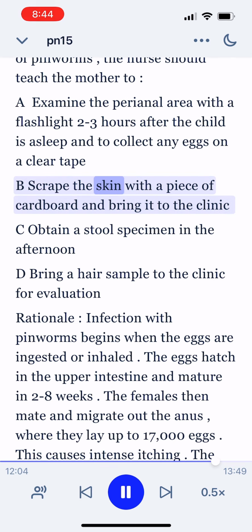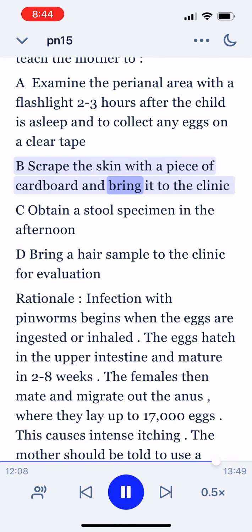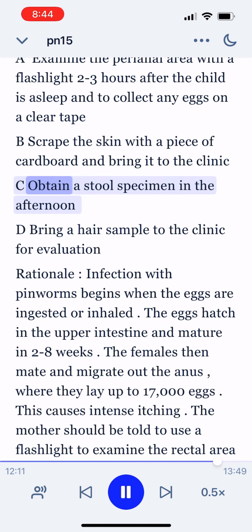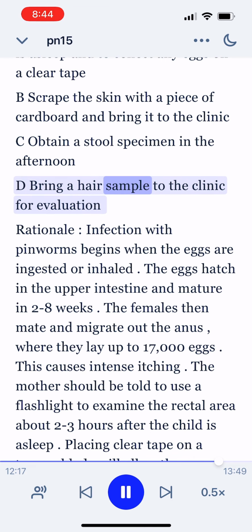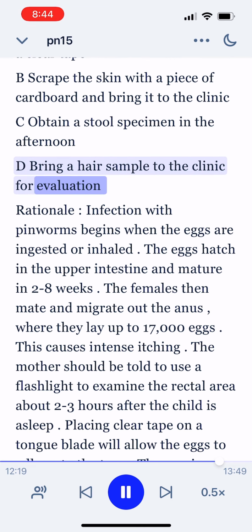B. Scrape the skin with a piece of cardboard and bring it to the clinic. C. Obtain a stool specimen in the afternoon. D. Bring a hair sample to the clinic for evaluation.